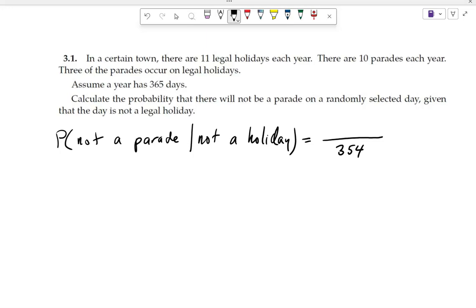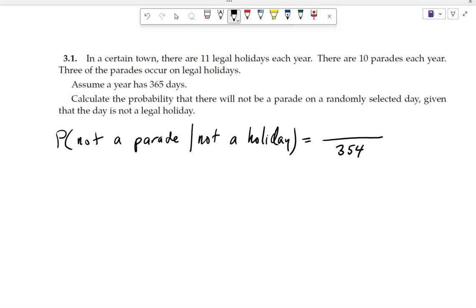Good. Now, in your conditional, this is actually given, you would know. Hopefully, you would know something's wrong pretty quickly. Would I just use 355 in the numerator? Would I do the not parades and subtract the 10 off the total? Would I just put 355 in the numerator?